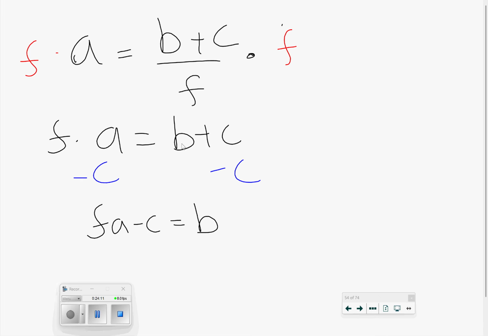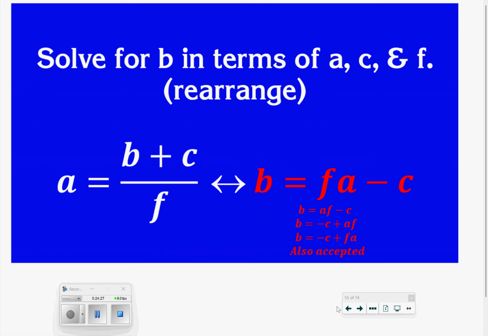And I want to find b. So instead of adding c, I subtract c on both sides. So I get f times a, which is fa, minus c. Bring down the b. And that's my answer. You could also have it as b is equal to af minus c, b is equal to negative c plus af, and b is equal to negative c plus fa.